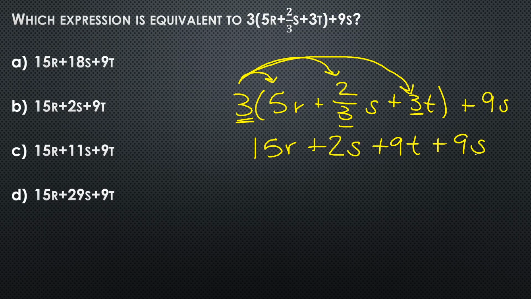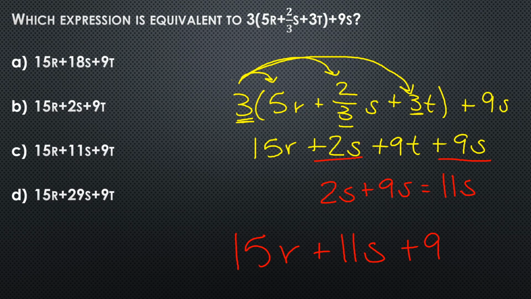From here, I see that I have a few terms I can combine. I have this 9s and this 2s here. Since they have the same variable, I can add them together. So 2 plus 9 is going to give me 11, which means that my final answer has a 15r, an 11s, and a 9t.